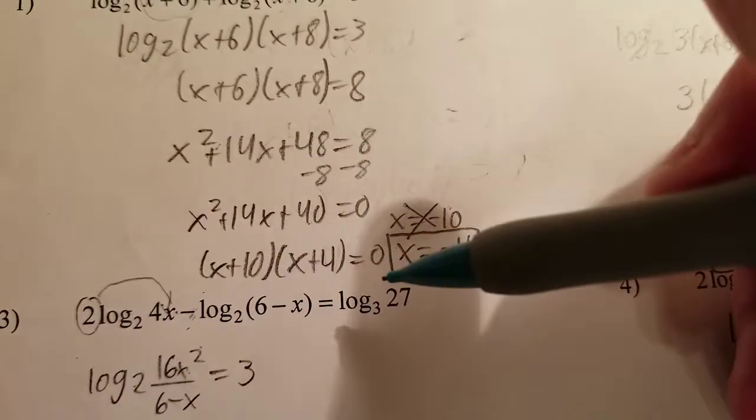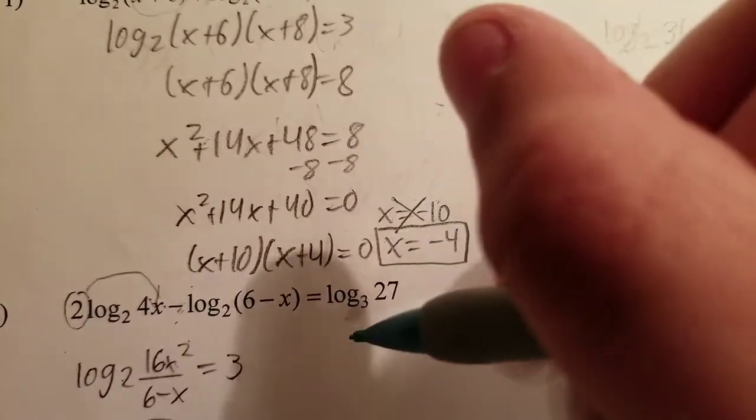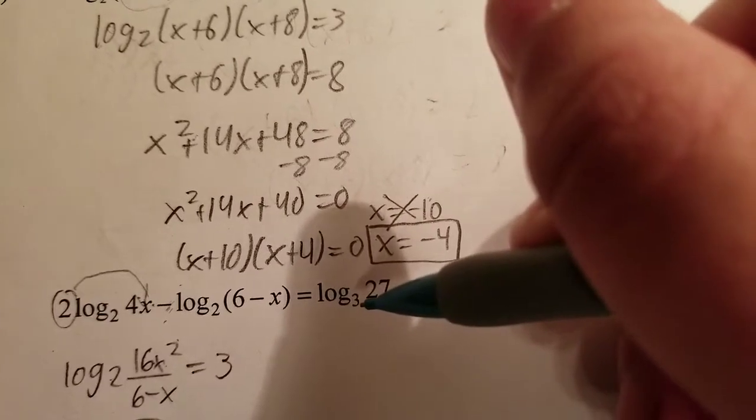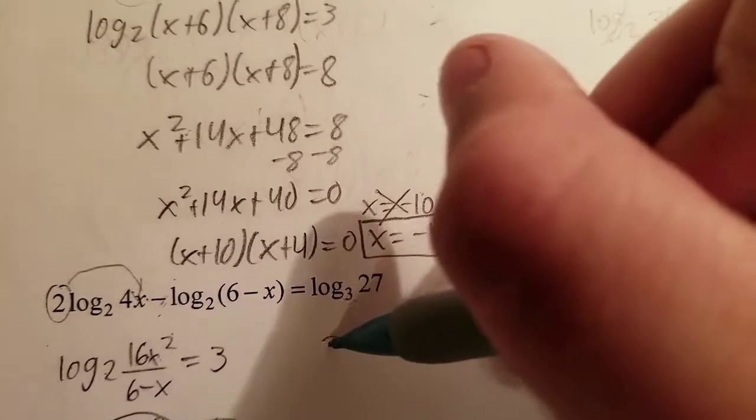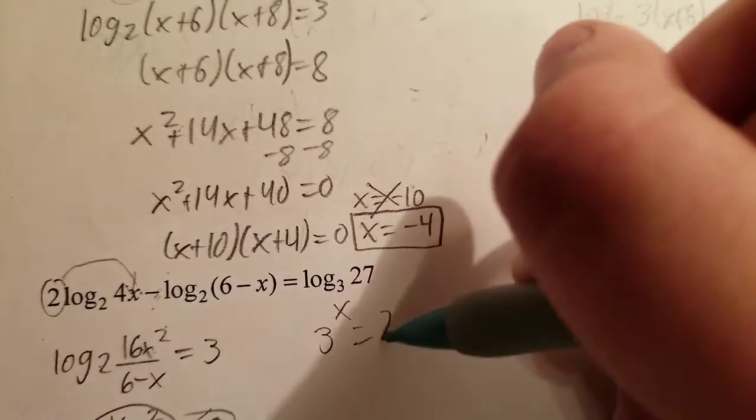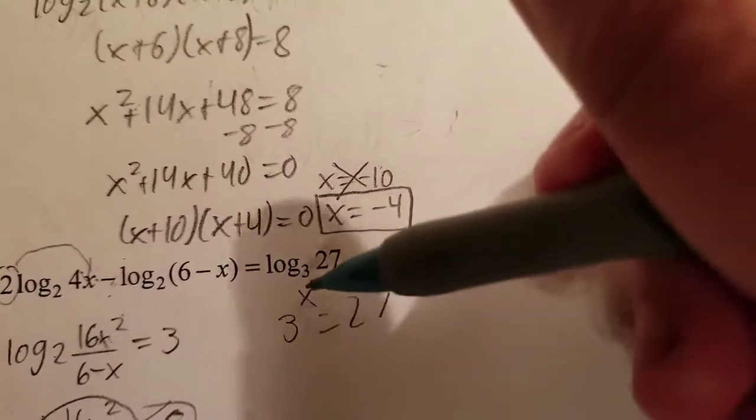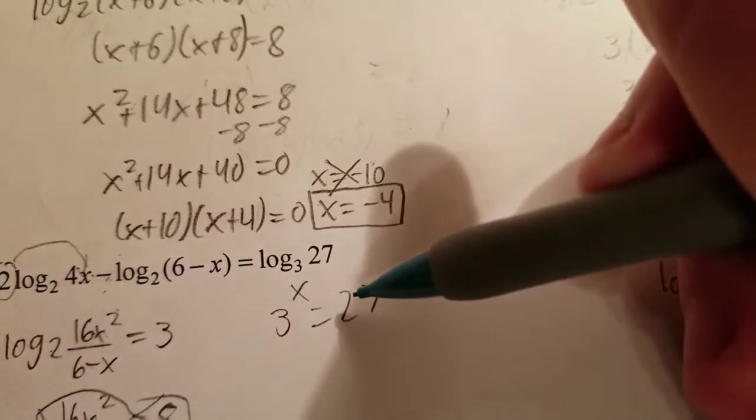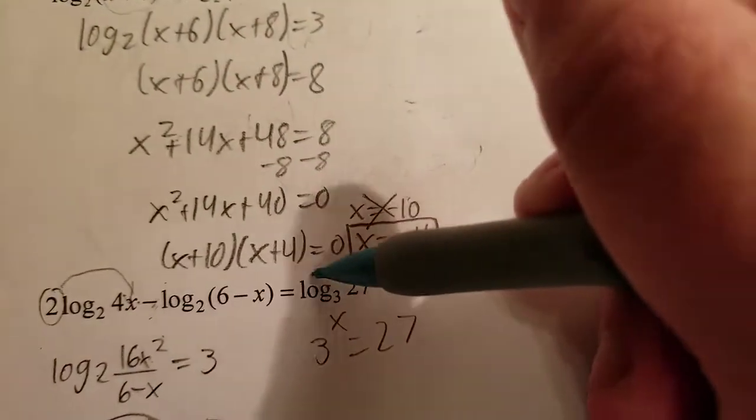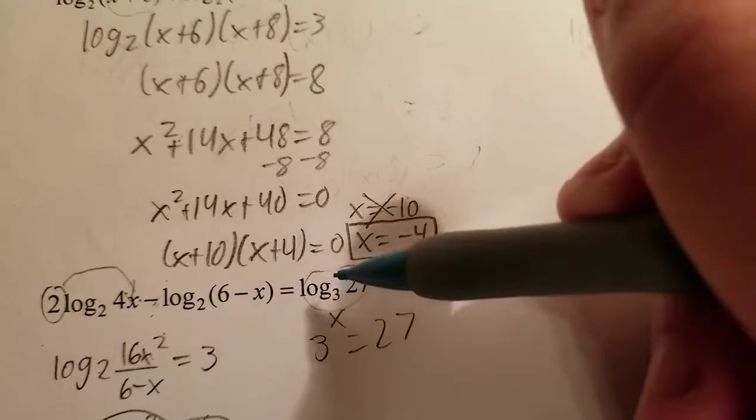And then, since this is basically 3 equals that, so 3 raised to what equals 27? 3. So when you see things like this, that's just a number.